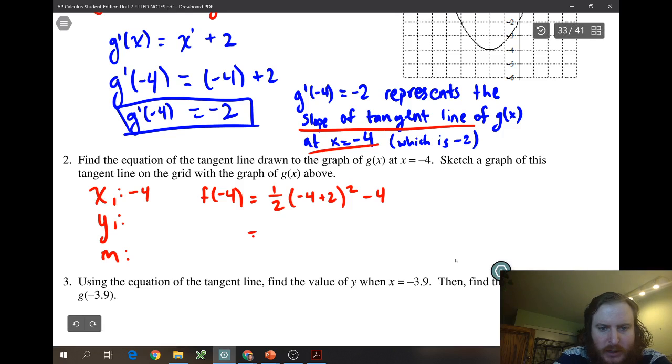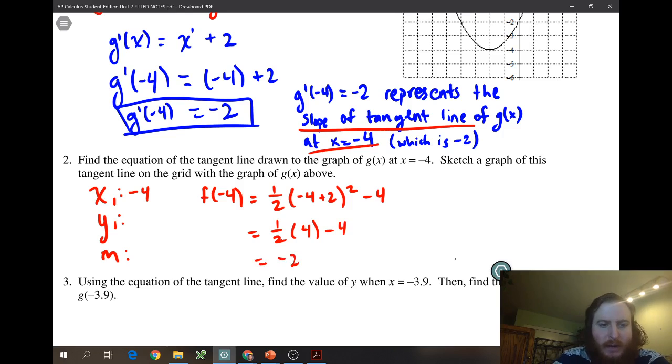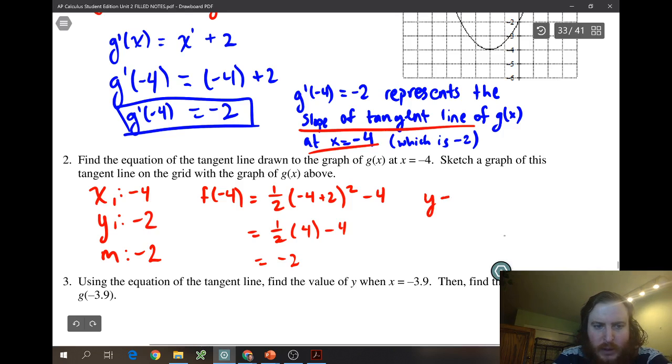So this gives us 1/2 times negative 2 squared, which is positive 4, minus 4. 1/2 times 4 is 2. 2 minus 4 is negative 2. So we actually end up getting the same y value as our slope, just kind of a coincidence. It's not always going to happen. And so that gives us y plus 2 equals negative 2 times x plus 4.